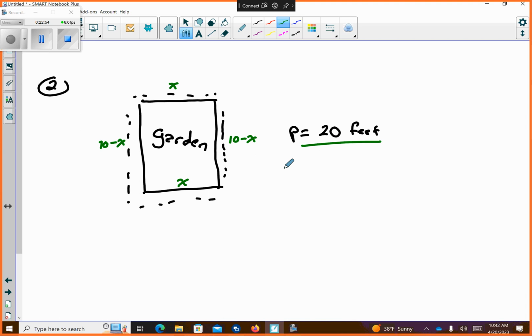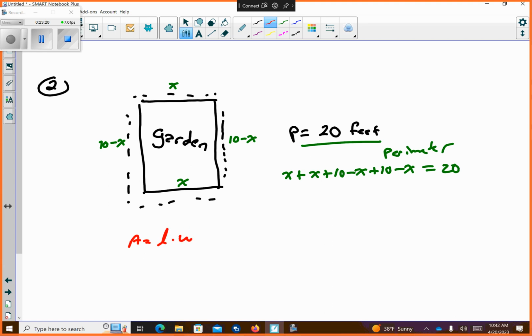So, if you think about it, my perimeter equation is x plus 10 minus x plus x plus 10 minus x, which equals 20. This is my perimeter as an equation. And if you worked it out, the x's cancel out and you get 10 plus 10, which is 20. Ta-da! Yay. All right.